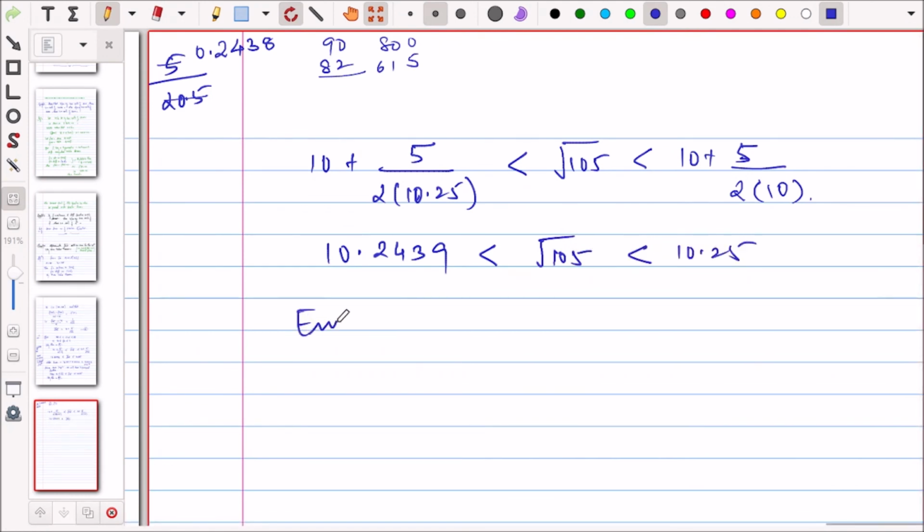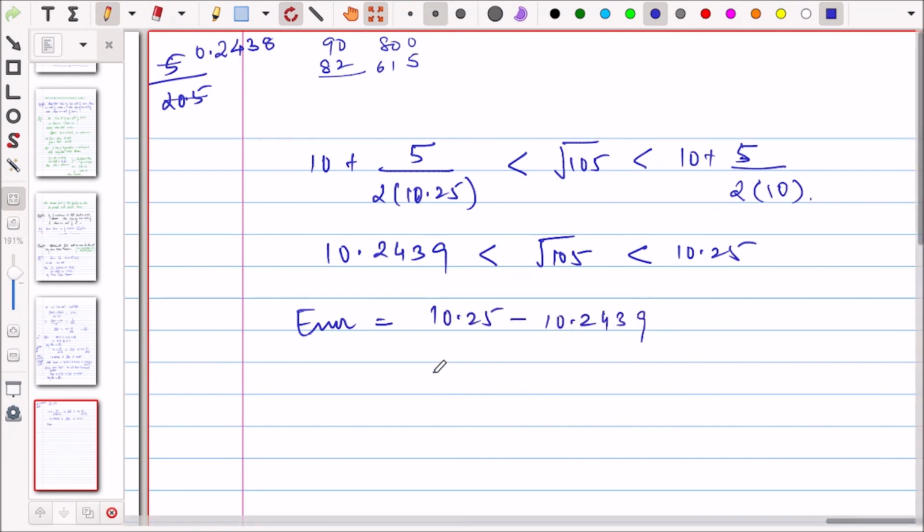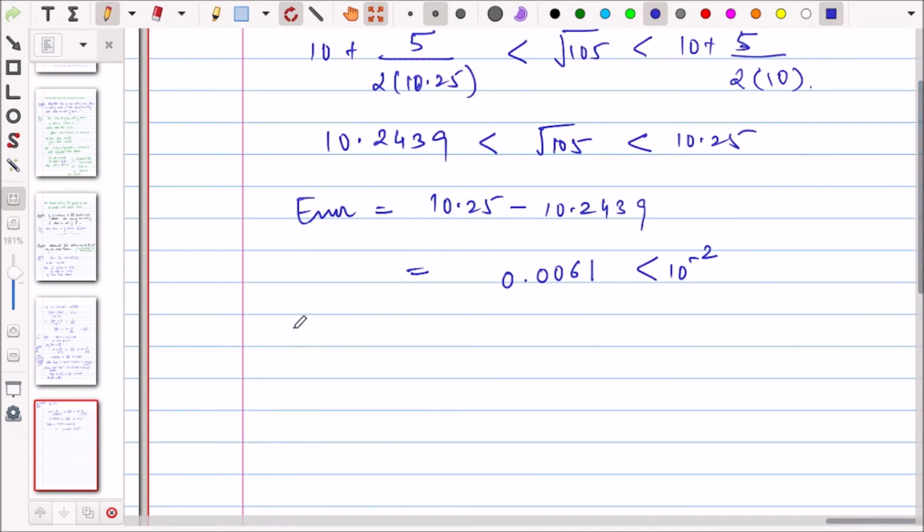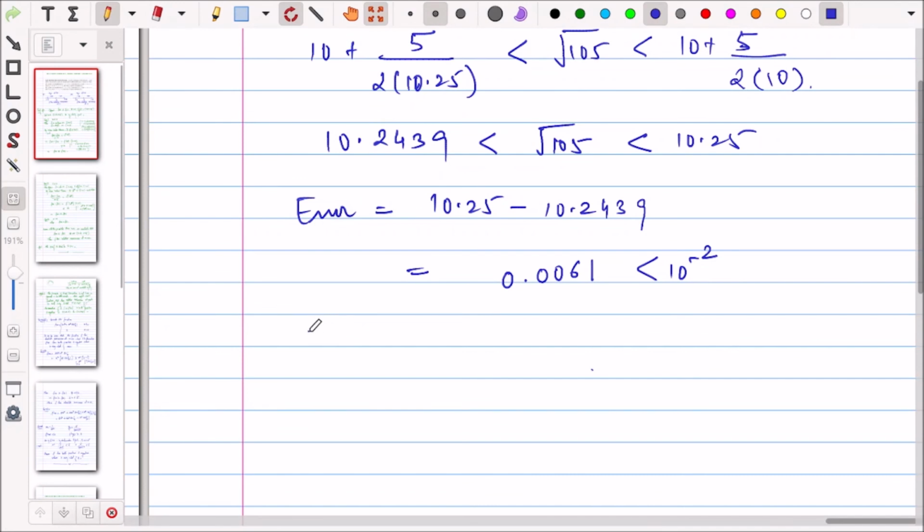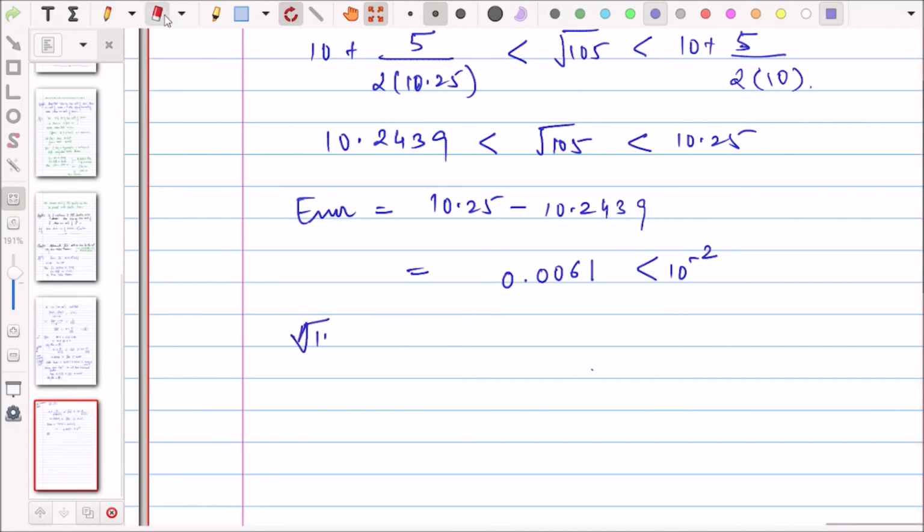Now what is the error at this step? Error is 10.25 minus 10.2439. So this is equal to 0.0061, which is less than 10 to the power minus 2, right? So hence, क्या वैल्यू दे, कोई भी इन दोनों में से कोई भी वैल्यू, हमारा रूट 105 is lying between any two, so कोई भी नंबर in between you can give it, ठीक है? So root 105 is approximately any number you can give in between these two.